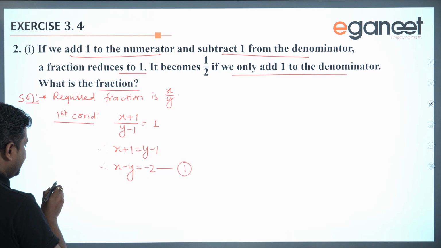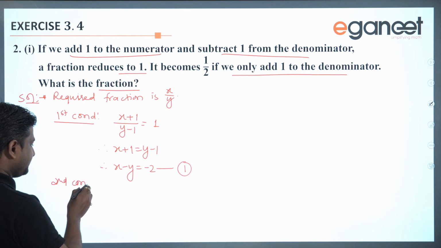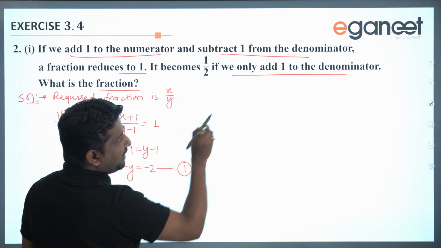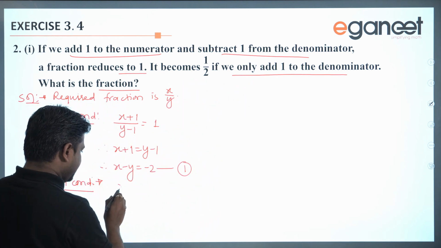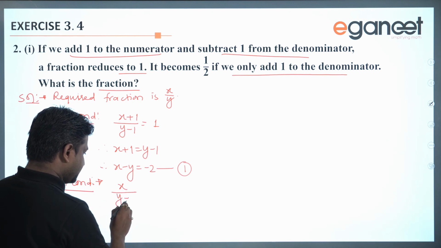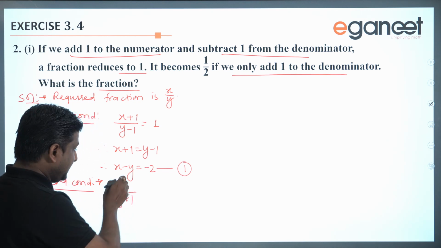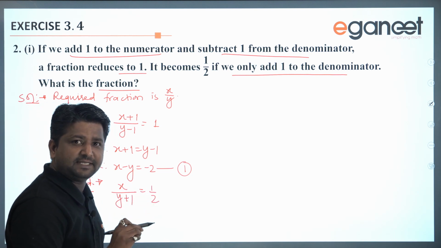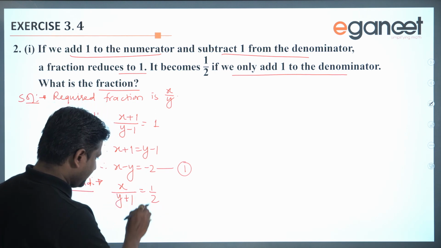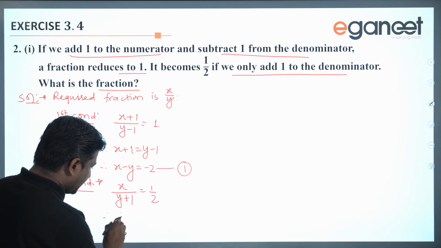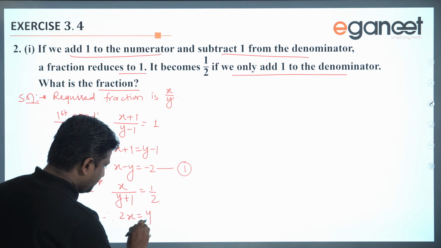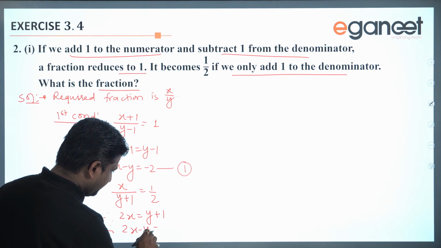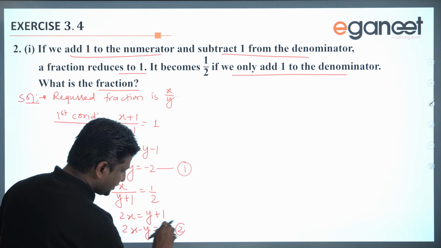Now let's use the second condition. What is the second condition? It says that if we add only 1 to the denominator, it means x upon y plus 1. Now when we add 1 to the denominator, the fraction becomes 1 by 2. Let's again simplify this and write it in a general form. So what we're going to have is 2 times x equals y plus 1. That is 2x minus y equals 1, and this is our equation number 2.